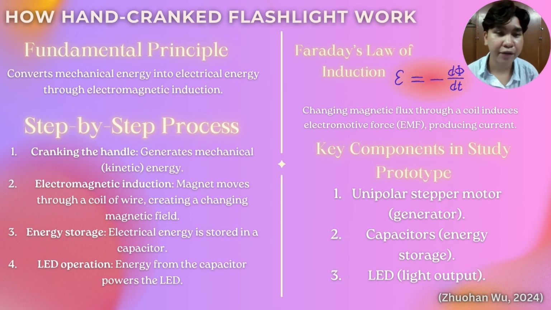So how does a hand crank flashlight actually work? We have the fundamental principle, which converts mechanical energy into electrical energy through electromagnetic induction. The step-by-step process is: first, cranking the handle to generate mechanical kinetic energy. Second, electromagnetic induction, where a magnet moves through a coil of wire, creating a changing magnetic field.